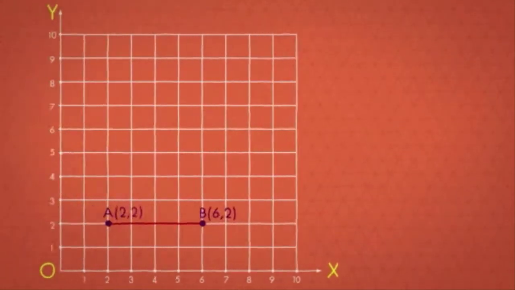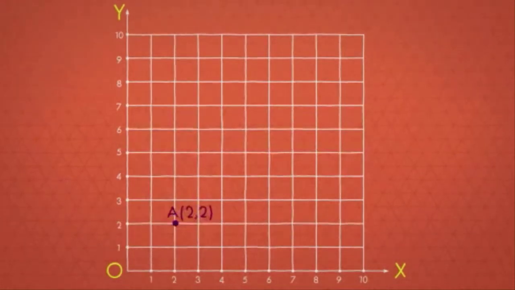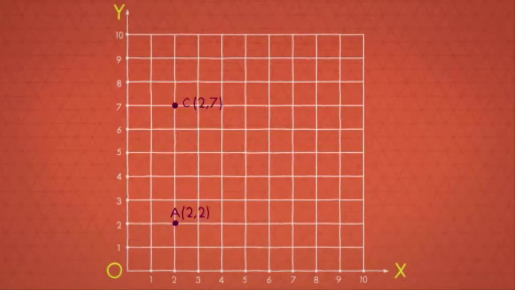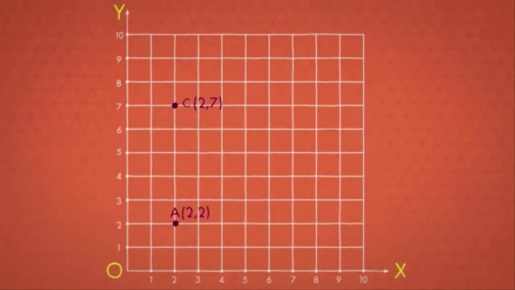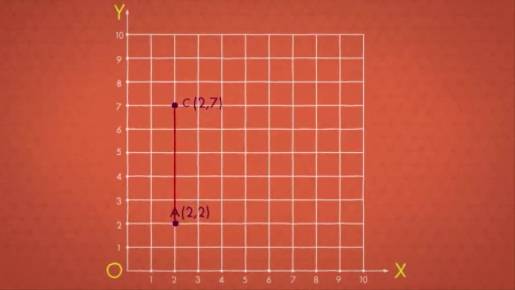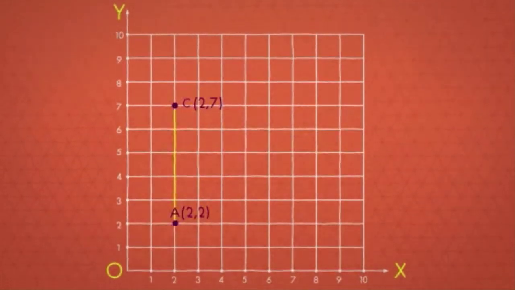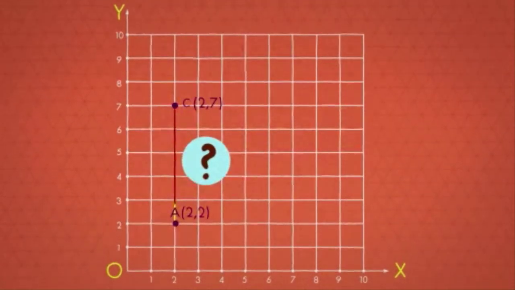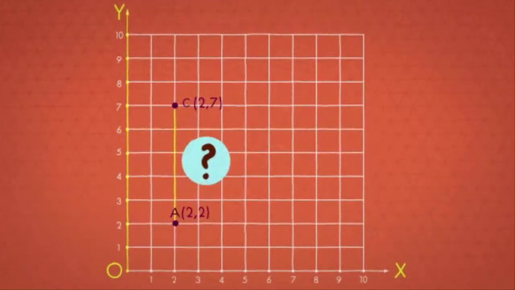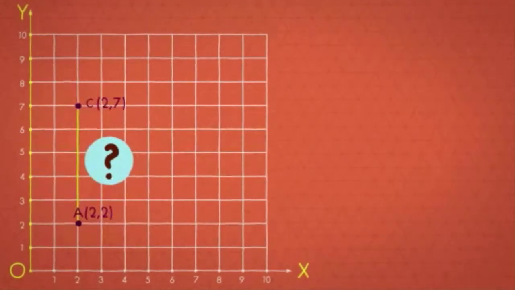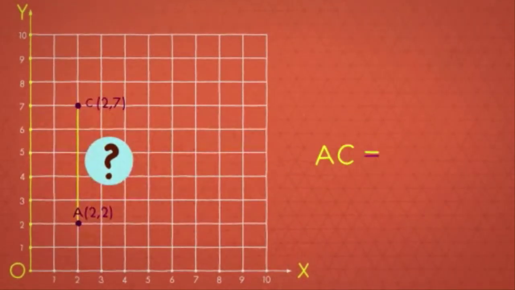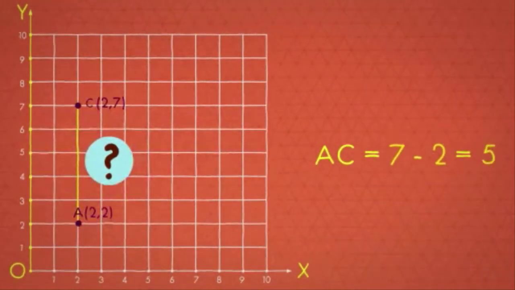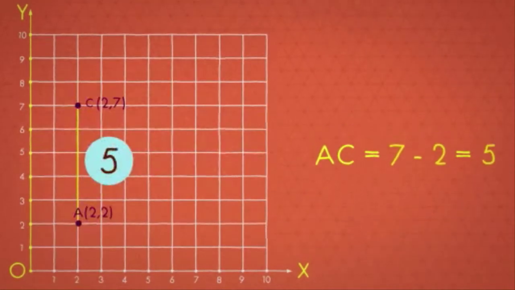What about the following points? A is still 2 and 2. C is 2 and 7. Can you calculate the distance between the 2 points A and C? Or, in other words, the length of the segment AC. What do you notice? The segment AC is parallel to the ray OY. So, in this case, we subtract the y coordinates of the 2 points, 7 minus 2, which equals 5. The length of segment AC is 5 units.